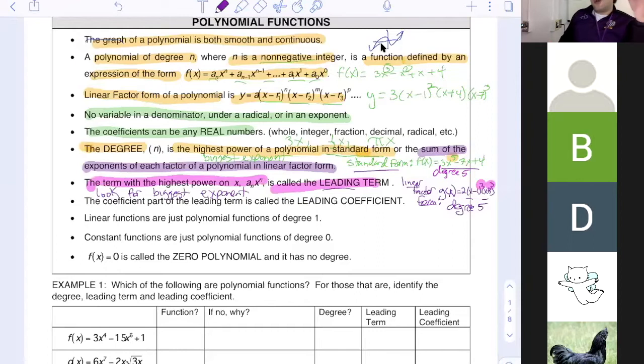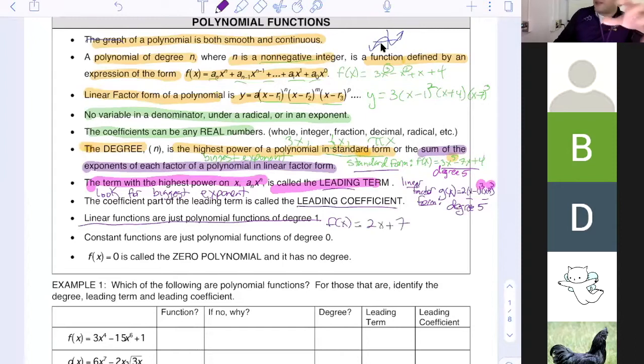Okay, and that's going to tell you what your lead term is. The coefficient part of the lead term is called the leading coefficient. Well, that makes sense. All right, now, linear factors are just polynomials of degree 1. So the linear factors, the things you guys have been doing since junior high, those are polynomial factors of degree 1. So like, for instance, f of x equals 2x plus 7.